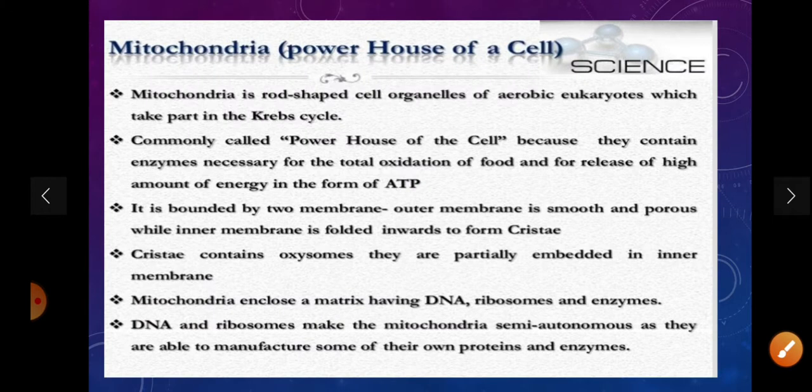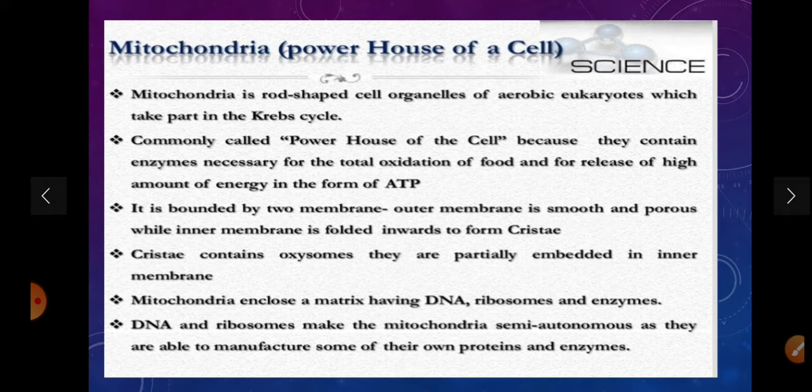Mitochondria, the powerhouse of the cell, is a rod-shaped cell organelle of aerobic eukaryotes, in which the Krebs cycle takes place. Commonly called the powerhouse of the cell because they contain enzymes necessary for total oxidation of food and for release of a high amount of energy in the form of ATP.